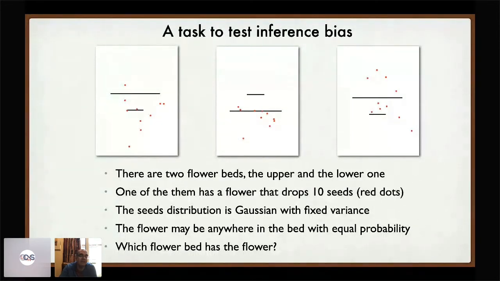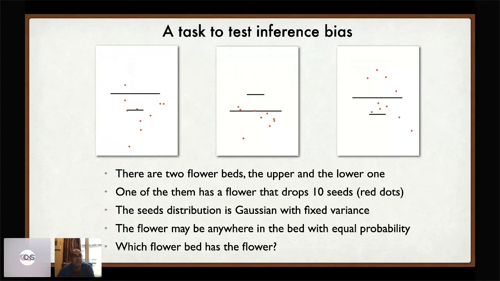So here's the task. Our subjects are told that here are two flower beds. Here's a big flower bed and a small flower bed, and maybe sometimes we flip them so that the small flower bed is on top and the big flower bed is on the bottom, or the other way around.